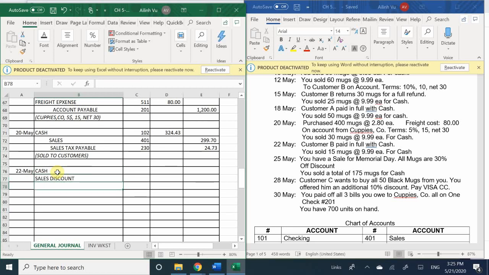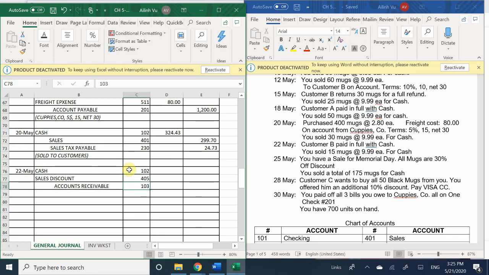Good. Now, because he owes us money and because he's paying it off, we need to reduce that receivable. We need to credit accounts receivable. Let me see, I think cash is 102. Accounts receivable is 103. And what is sales discount? That's a new one. 405.